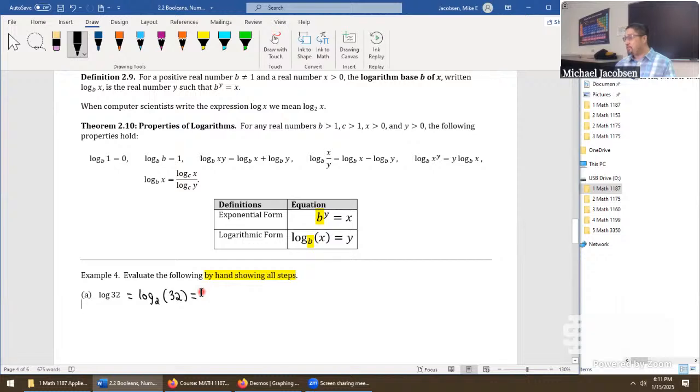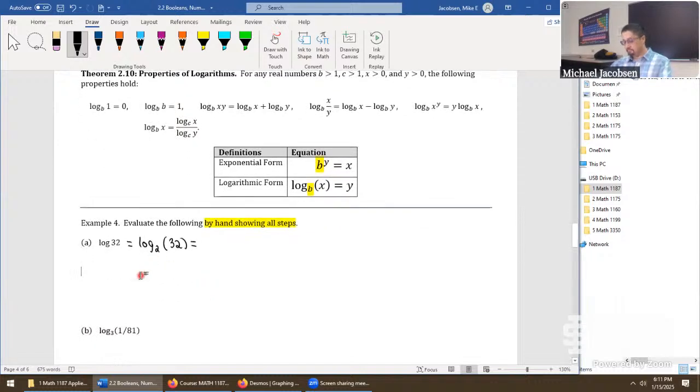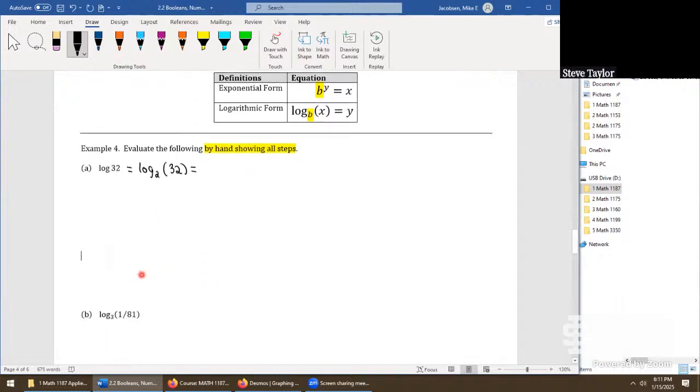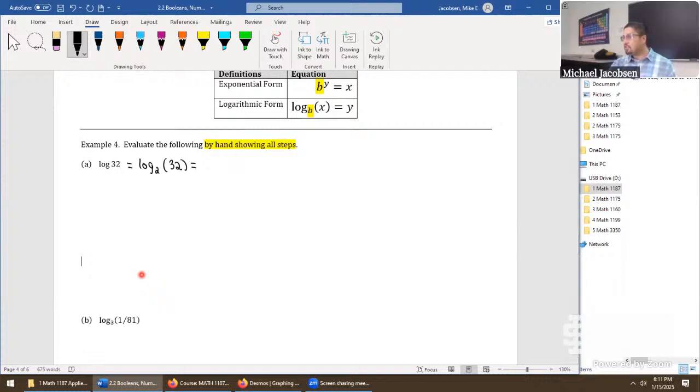And from here, it's all up to how familiar you are with logarithms. Anyone happen to know the value of this one? Is it 5? It would be 5. Good call on that one. So if you just know it's 5, I'm going to accept that definitely for full credit. And even though it says evaluate by hand showing all steps, well, if you know the value, you're done.